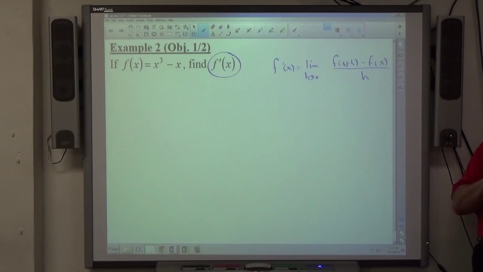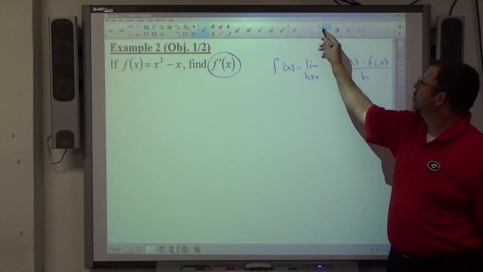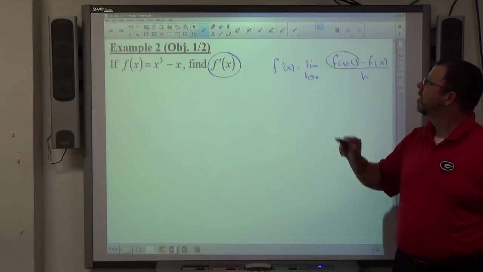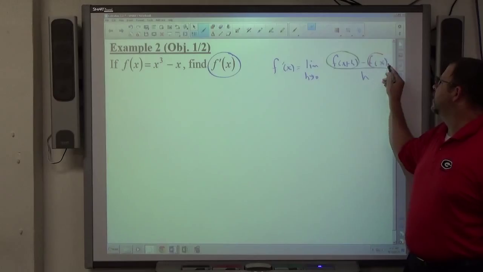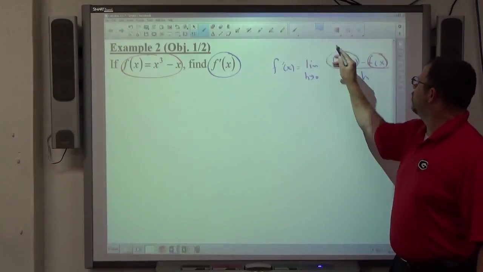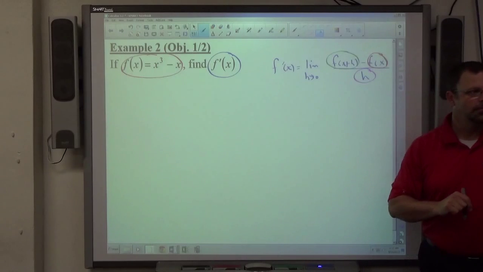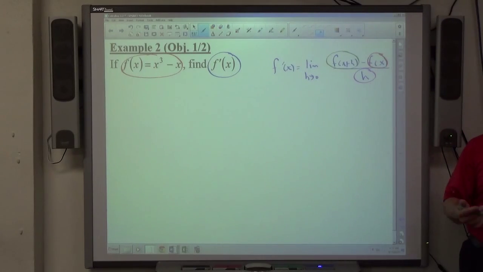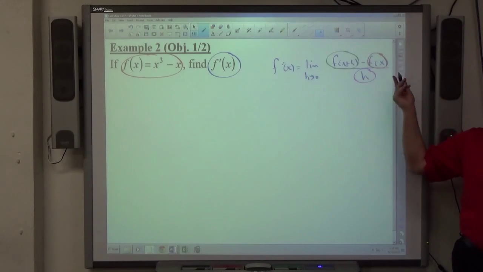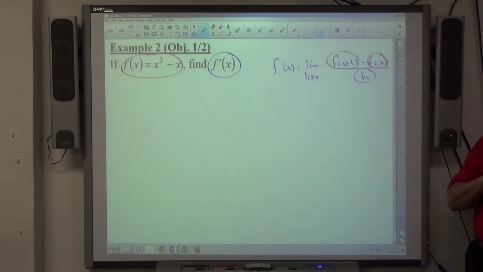It's got 3 pieces to it. Piece 1 is f of x plus h. That we have to make. Piece 2, f of x, that's what we're given. Piece 3 is h, and that's just h. So of the 3 pieces, we already got 2 of them given to us. F of x is given to us, h is h. The only thing we have to make is f of x plus h.